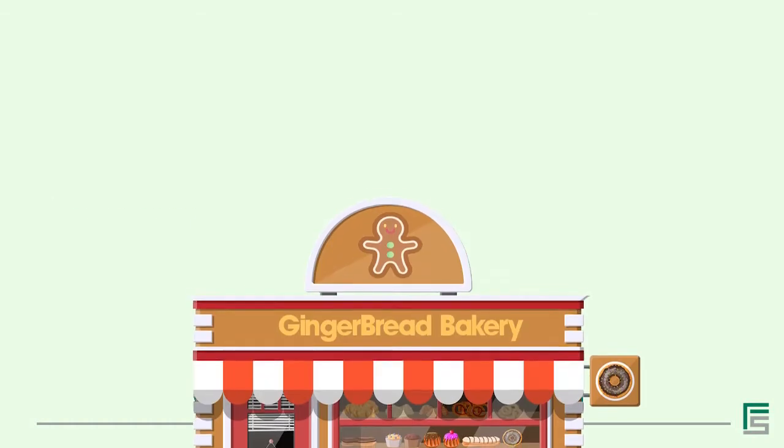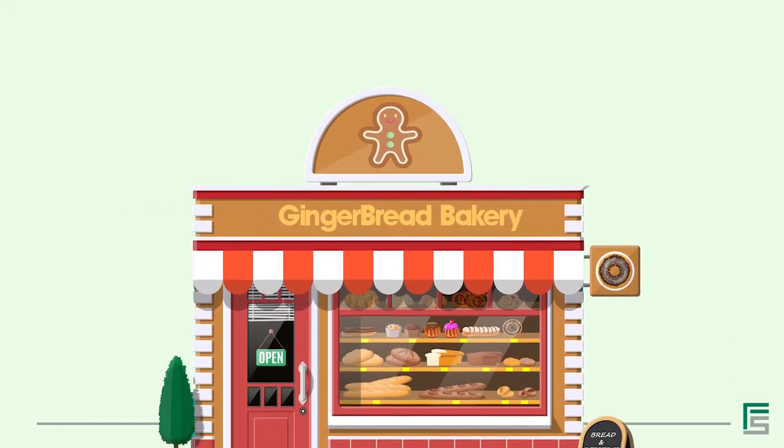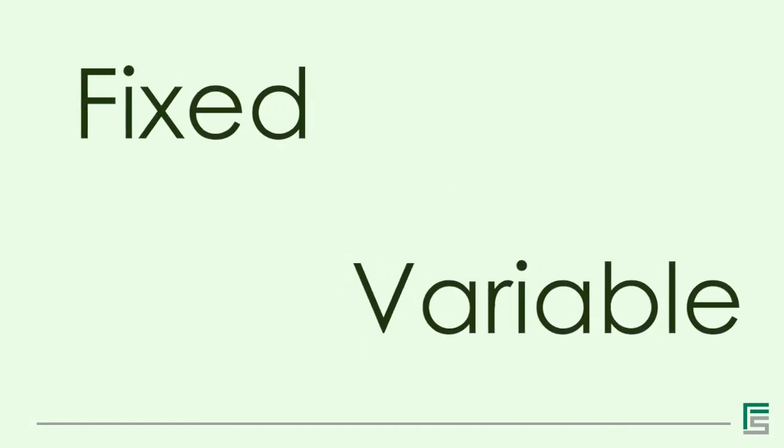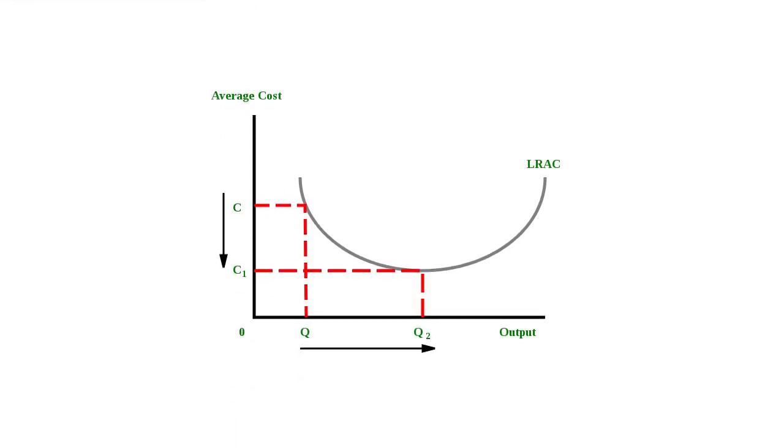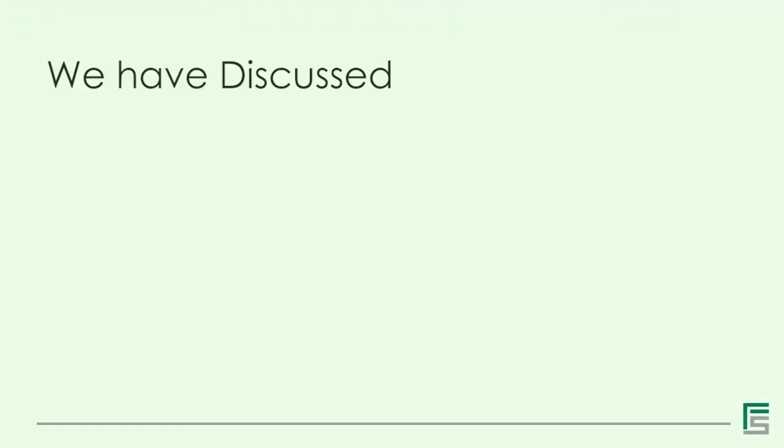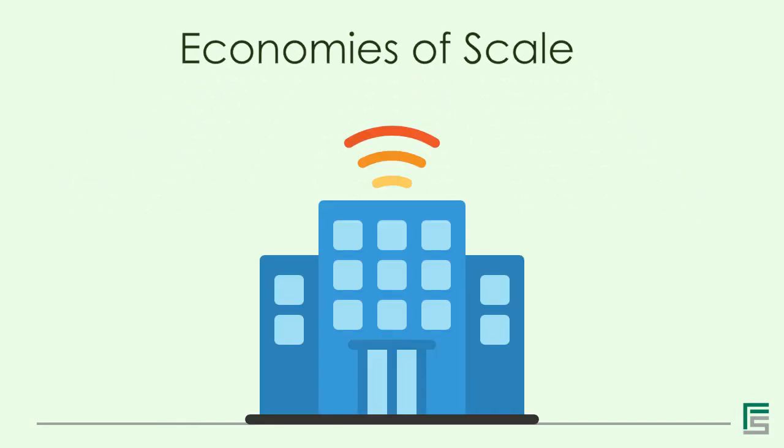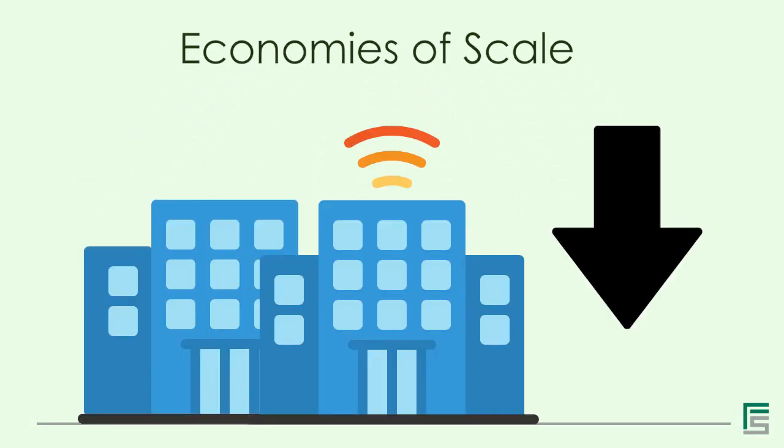Before we begin, let's have a small recap. We talked about the business venture of our own little shop, Gingerbread Bakery. We discussed the two types of costs a business has, fixed and variable. We showed you a cost curve, which we'll be explaining after this video. We had discussed economies of scale and how it's important for businesses to expand to reduce their production costs.